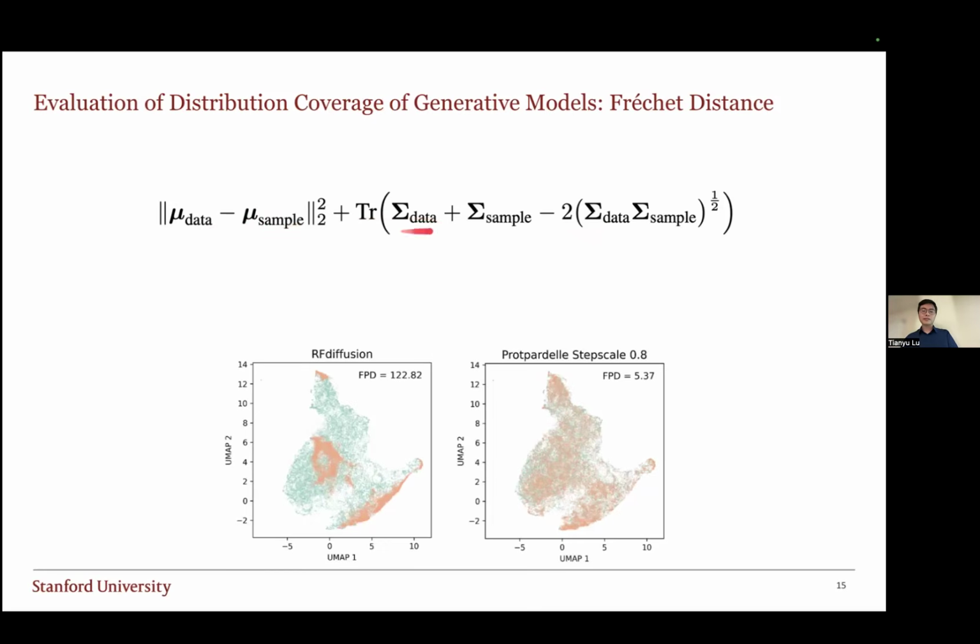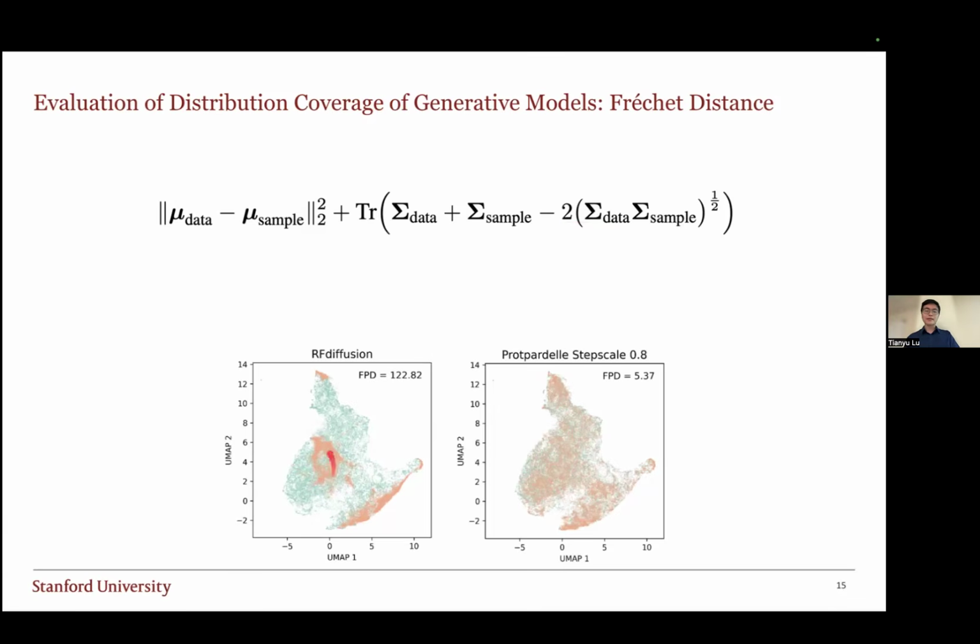And the covariances, if they match more closely, then this is a lower number. And the numbers are higher if they do not match very closely. So there's a very fundamental assumption underlying this metric: that both your data and your sample distribution can be explained as multivariate Gaussians, which is definitely not the case. So despite that very serious limitation, it's still a relatively useful metric to use for model development.